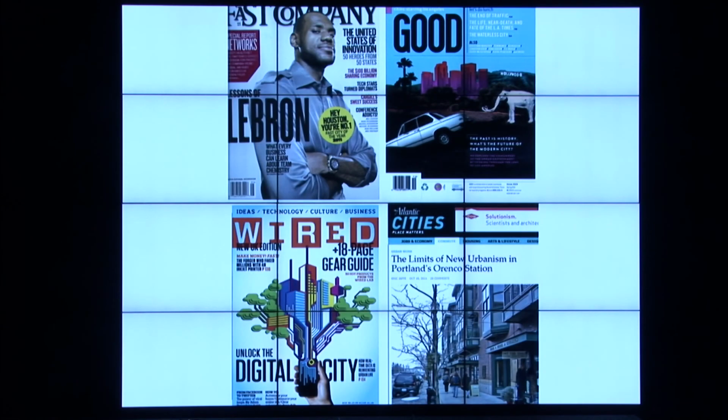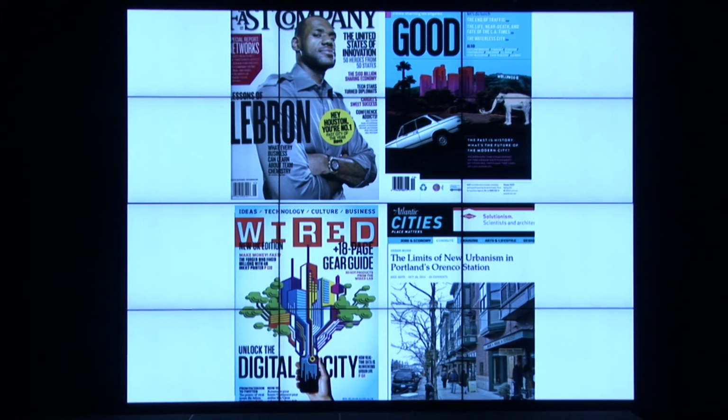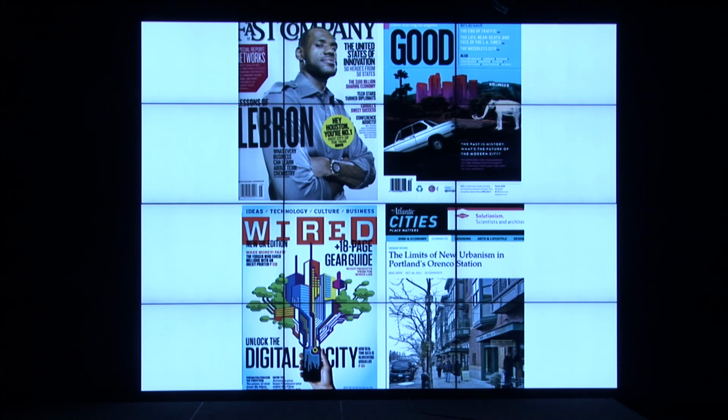And that as media, more and more popular magazines are focusing their subject matter on cities themselves. So with Fast Company's rating of the top 10 cities to live in, or Good Magazine focusing on the urban environment, Wired thinking about the integration of digital technology with urban life, and The Atlantic itself creating a sister magazine called Atlantic Cities to look at cities more specifically.